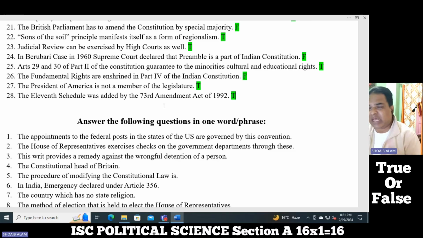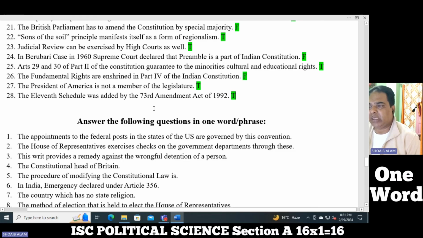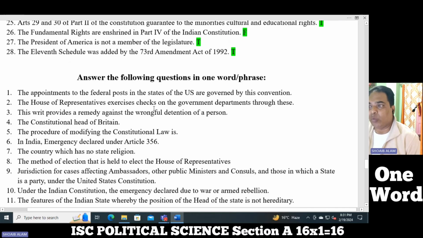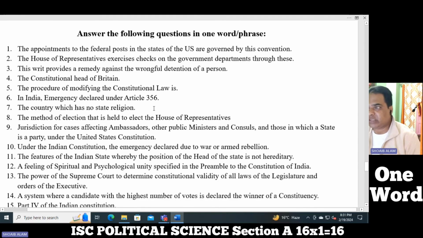Okay, now the last part. Answer the following questions in one word or phrase. So let us try. You have to write in one word or two words or in a phrase.